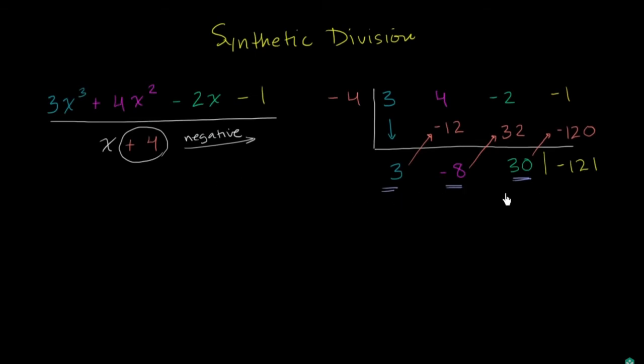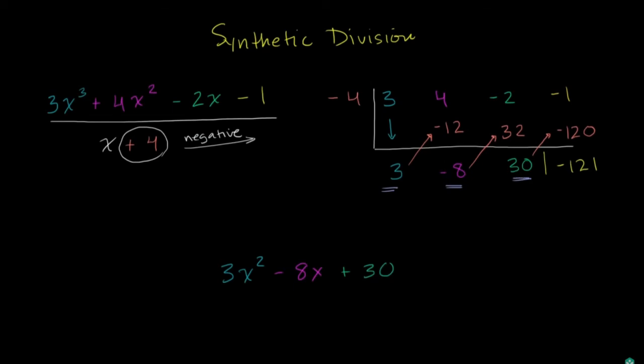So this is going to be equal to 3x squared minus 8x plus 30, and this right over here you can view as the remainder.